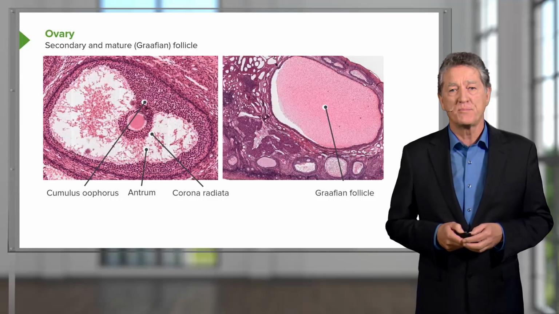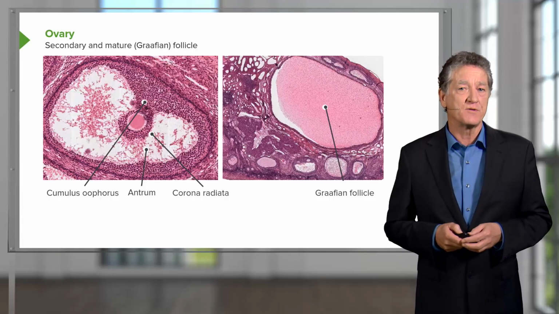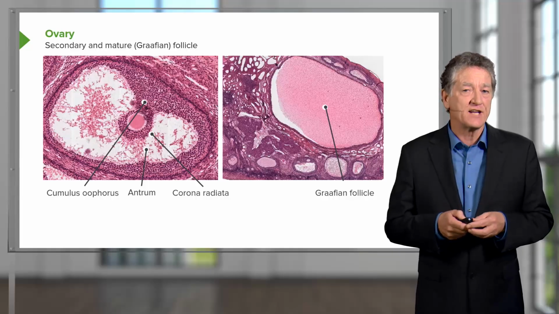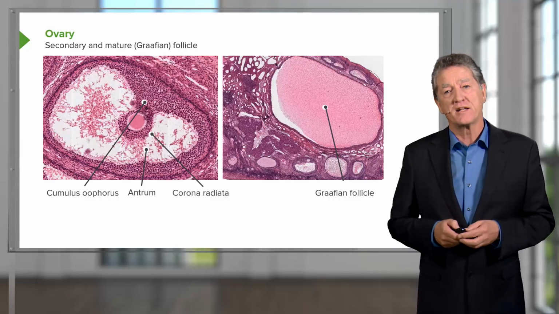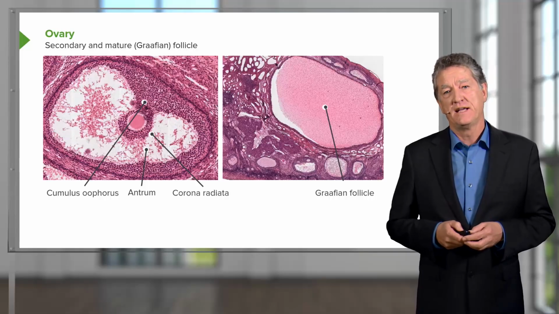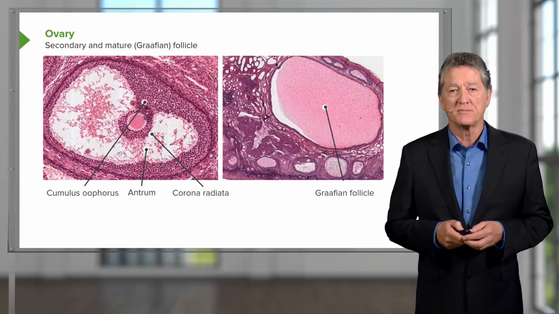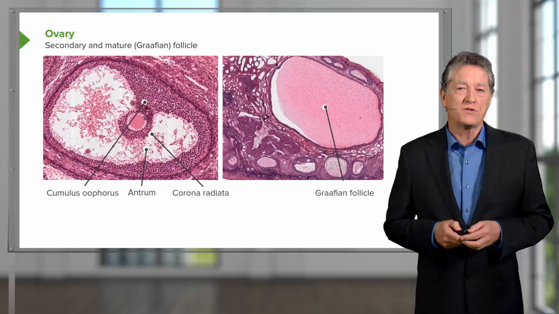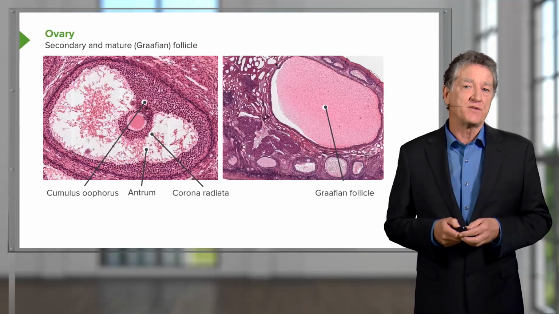So those two concepts are very important to understand with regard to responding to the LH surge at ovulation and then finally being able to produce progesterone in the corpus luteum, which is what this follicle will develop into after ovulation.